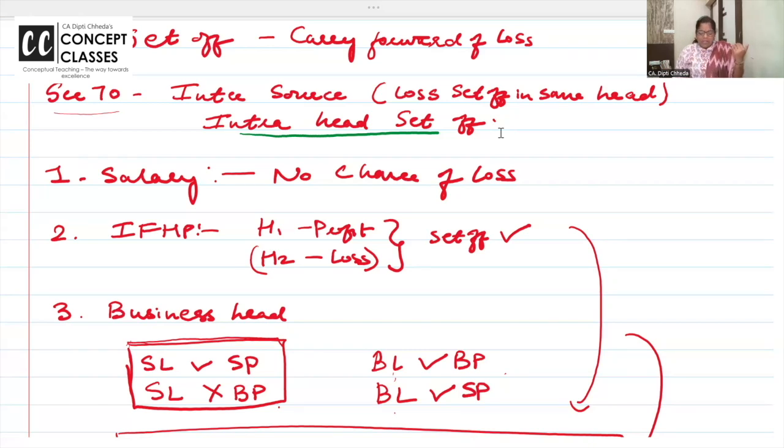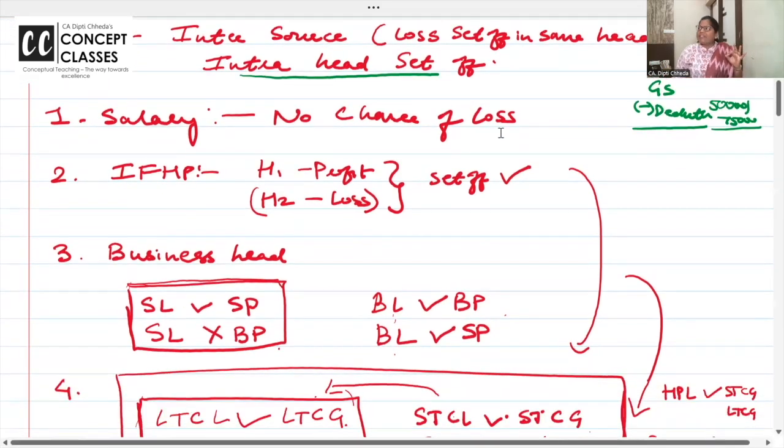In short, in case of the salary, there's no chance of loss. I hope you are getting it. From the gross salary, deductions are up to the gross salary or maximum 50,000 or 75,000. And entertainment allowance and PT are also deductible if you opt out for the default tax regime, with some limitation. So no loss in case of the salary.